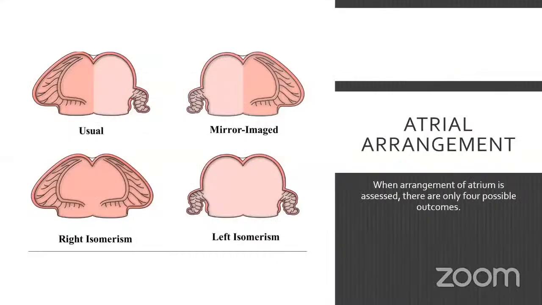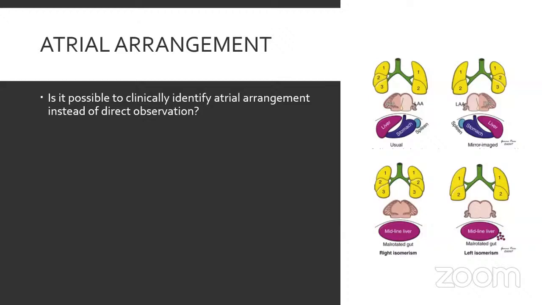Now, all of this can be seen during operation when you open the atrium, or nowadays, with the development of echo, that's possible. Can you, however, clinically infer the arrangement of the atrium using other organs or any form of clinical examination? Yes, but it's not as consistent as the actual atria themselves. You can use the abdominal viscera or the thoracic viscera. The thoracic viscera is much more consistent and much more in harmony with the arrangement of the atria.